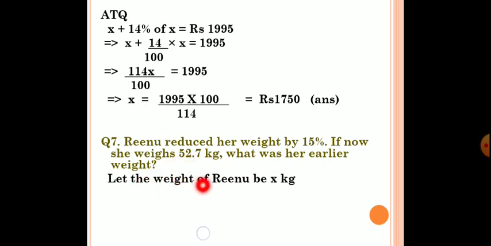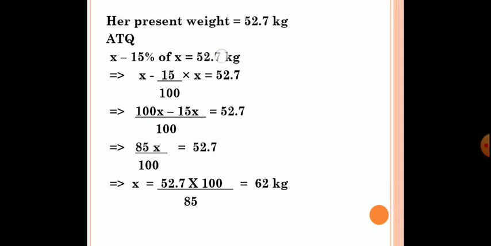So let the weight of Renu be x kg. We don't know what her weight was, but her new weight is 52.7 kg. So her present weight is 52.7 kg, and it was said in the question that she has reduced her weight. So the equation will be x minus 15% of x, that is equal to 52.7 kg. So x minus 15 by 100 into x equals 52.7.